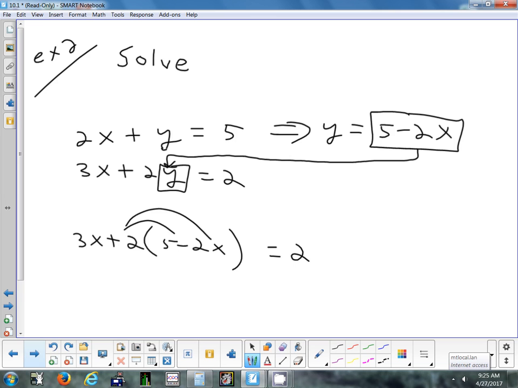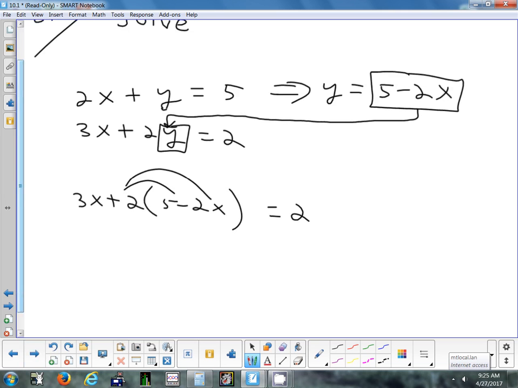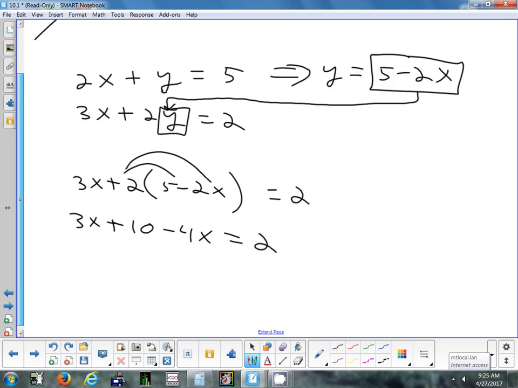Couldn't you just distribute it to go 5, so 10 minus 4x? Yep, so it's 10 minus 4x. And then what do you get when you combine your x's on the left? And then move the 10 to the other side, and you get negative 8. So what's x? 8. Wait a minute. What was that again? Oh, let me see how you did that. So 3x minus 4x is negative x. Oh, okay. And then 2 minus 10 is negative 8.